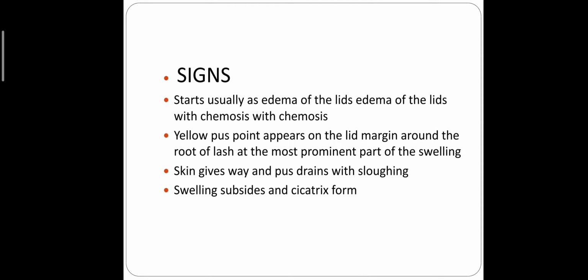Coming to the signs, since it involves the glands which are present in the lid, it usually starts off with edema of the lid. It can be diffuse edema of the lid with chemosis, followed by localization of the infection. Sometimes it can remain like that, or it can go into preseptal cellulitis.